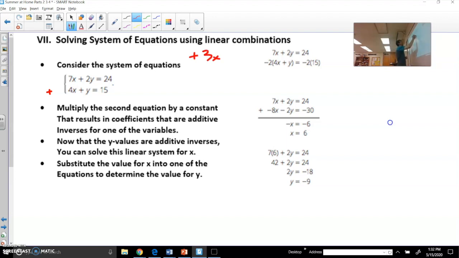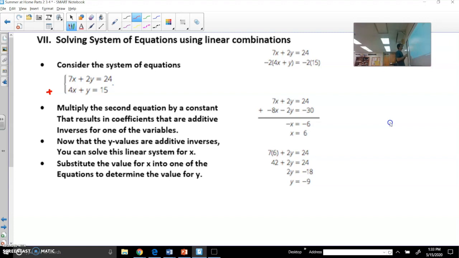And so we really have to think about what would cancel. Positive 3x and minus 3x, that would make 0. Or negative 4y and positive 4y. If you add those together, that makes 0. So we're kind of looking for the same value, but they need to be opposite in sign. And you can use multiplication to change an equation however you want.